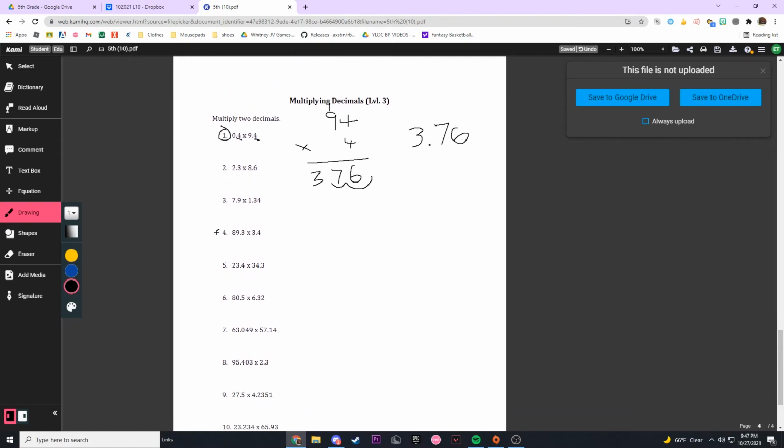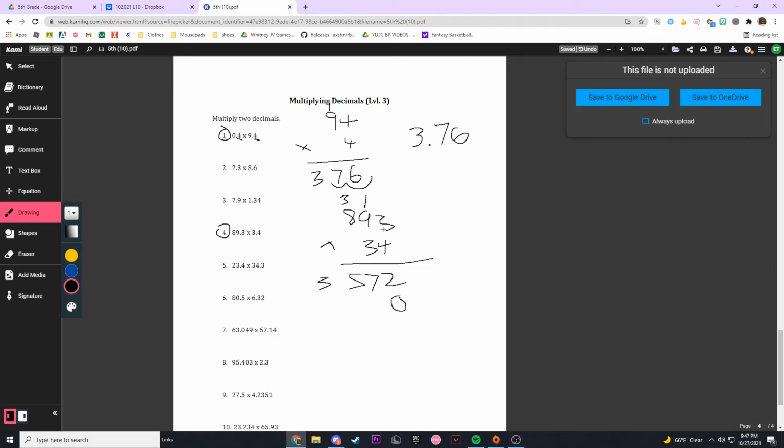For number 4, we have 89.3 times 3.4. So once again, we ignore the decimal place. So it becomes 893 times 34. So 4 times 3 is 12, carry over the 1. 4 times 9 is 36, plus 1 is 37. 4 times 8 is 32, plus 3 is 35. We're going to put a 0 as a placeholder.